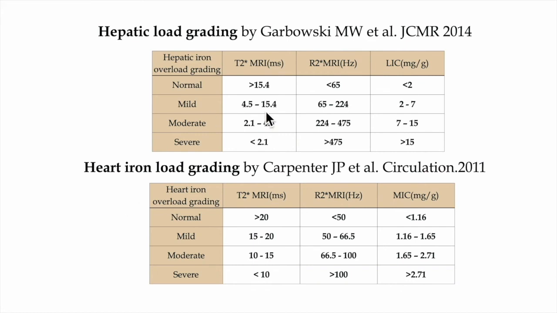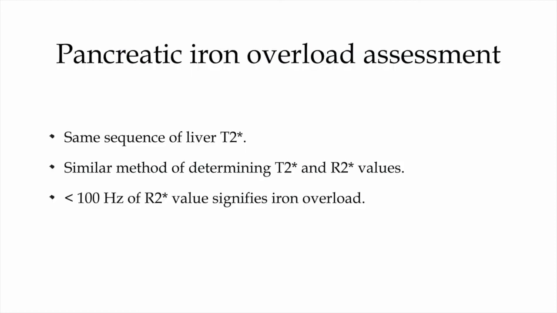These are the different grades of the liver and the heart, and they are divided into mild, moderate and severe based on the T2 star and the R2 star values. The pancreas is very susceptible to iron deposition in these patients. This is the same T2 star sequence we use for the liver. A similar method can be applied here also, and an R2 star value less than 100 Hz signifies iron overload in the pancreas.